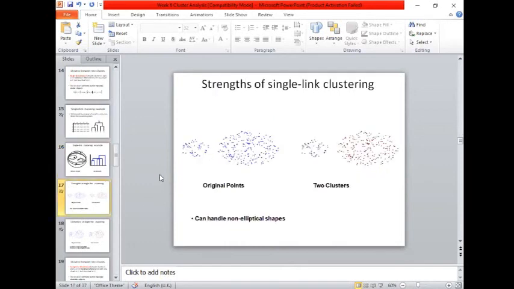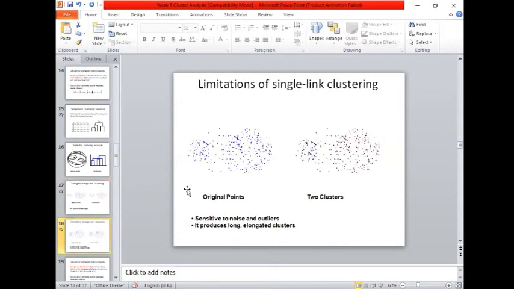What are the strengths of single link clustering? We have the original points, and these are the two clusters. The strength of single link clusters is that they can handle non-elliptical shapes. As you can see, in the original points they have the same colors, but in the two clusters the colors have become different. This can be clustered based on similar objects, even in the other groups.